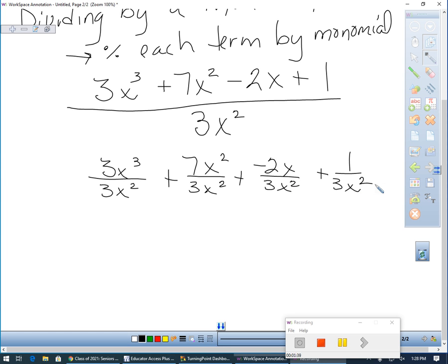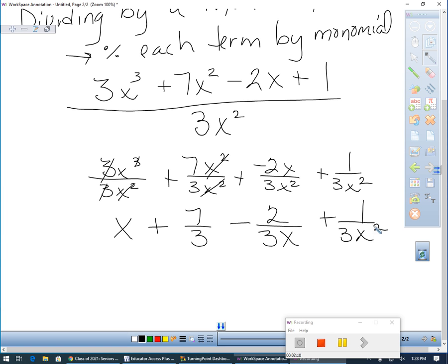And simplify each one. The very first term, my 3's cancel. X squared goes in the top twice, and I'm left with only x plus. The second one, the x squared simplifies, so I have 7 over 3. And then plus or minus, however you want to think about it, the 2/3 stays, and where do I have an x left over? In the denominator. And then plus 1 over 3x squared.